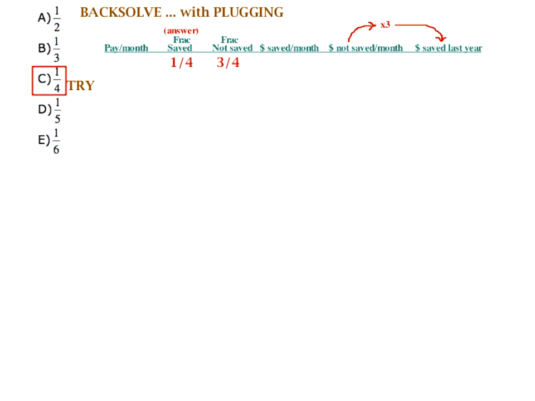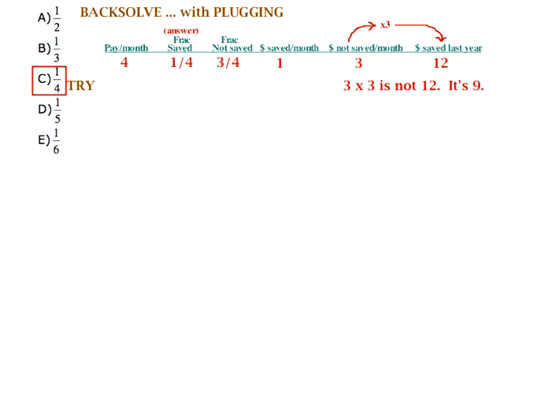Let's just let the pay per month be 4, so that we don't have to do unnecessary work. Because then we can pick a different pay per month later. We don't have to keep 4 forever and ever, amen, as long as we all shall live. So that means we're saving $1 a month, and we're not saving $3 a month. So the amount saved last year would be this times 12. That doesn't work though, so 3 times 3 is not 12. It's 9.